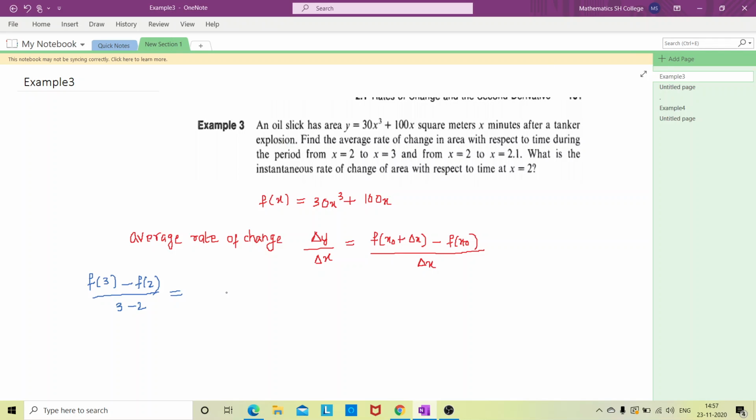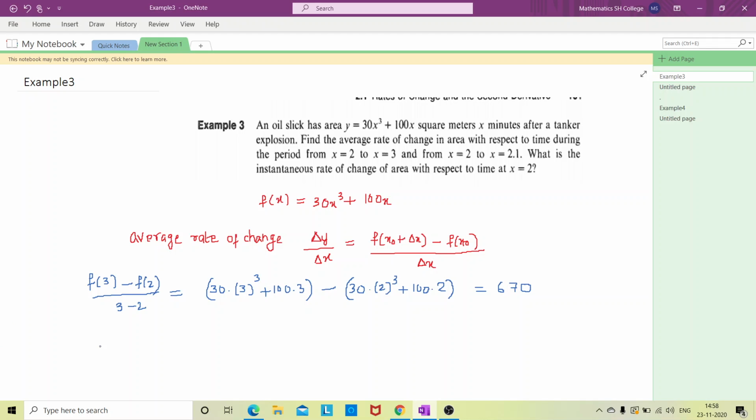Now when we do this, we have to substitute, here f of x is 30x cube plus 100x. So this will be 30 into 3 cube plus 100 into 3. This is f of 3 minus f of 2. F of 2 means you have to substitute x as 2. So it will be 30 into 2 cube plus 100 into 2. Bracket is there. Whole divided by 1, since 3 minus 2 is 1. We can simplify this, and we will get this as 670.